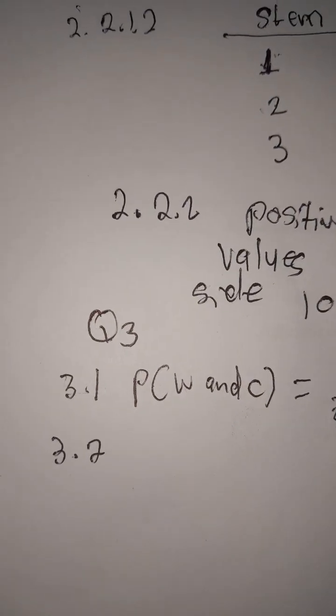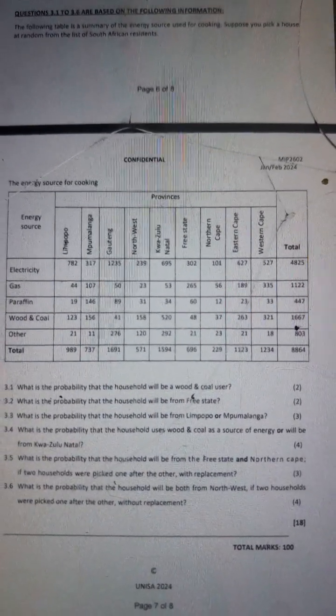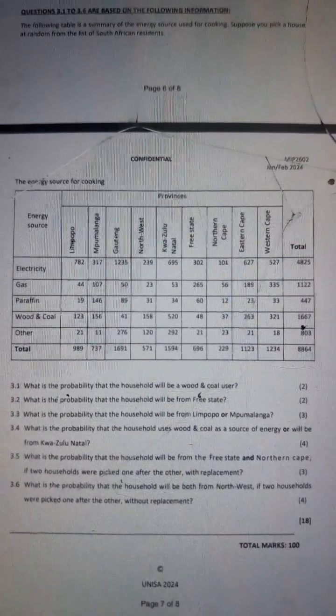Then let's go to 3.2. At 3.2, they said, what is the probability that the household will be from Free State? Well, they said from Free State. Let's go to Free State, guys.